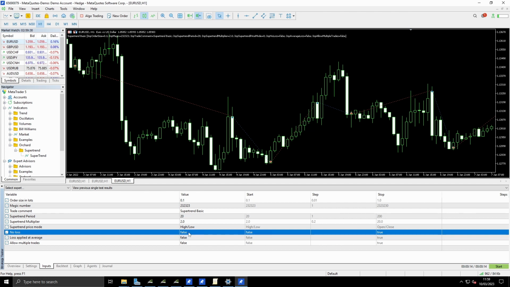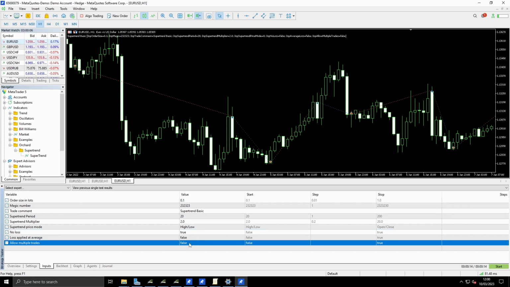But in following that kind of tradition, I've added this flag, this no loss. And it's false at the moment. If I turn that on, then this will only close trades on the end of a trend if those trades are in profit. And now I also have this flag, allow multiple trades. So if I'm going to keep a trade open, then the next time a trend opens up, I would not open a new trade. So I'm going to turn both of these on at the same time.